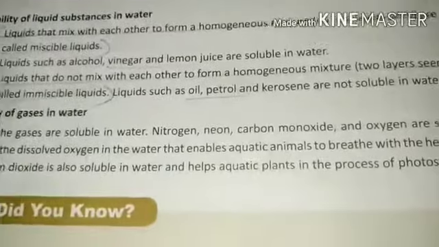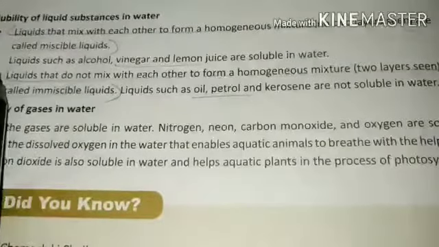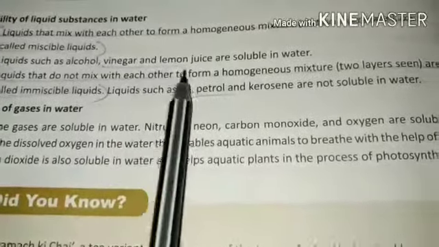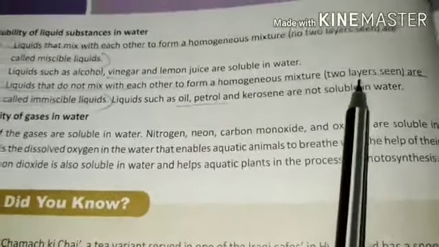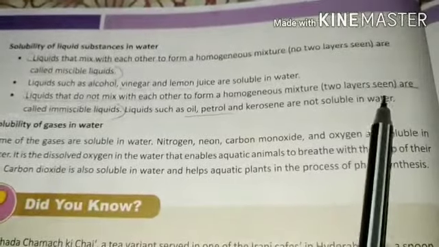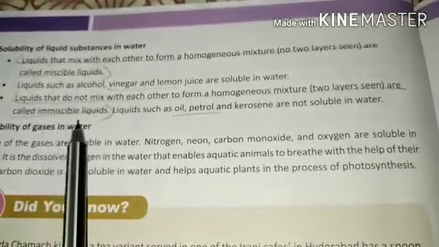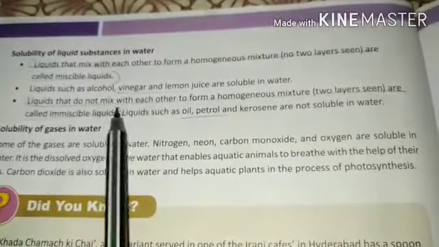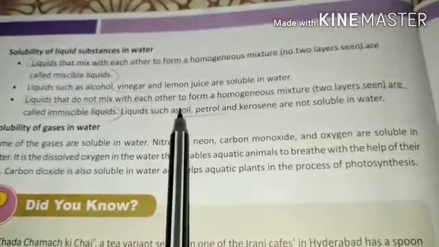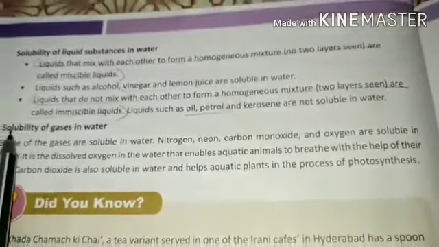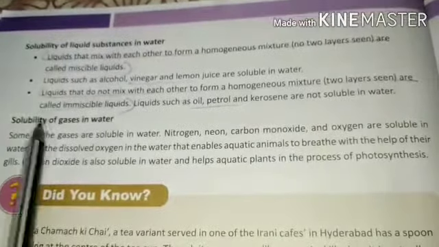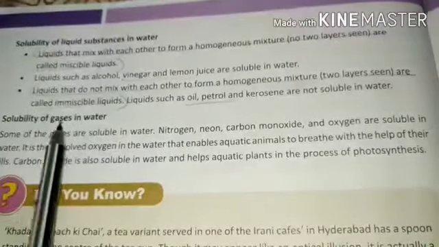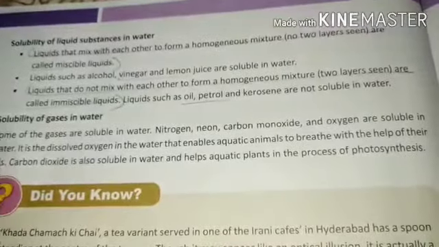On the other hand, there are some liquids which are insoluble in water or which do not dissolve into one another. They form two layers, or two layers can be seen, and are called immiscible liquids. The other name for immiscible liquids is heterogeneous mixture. The same we have discussed with solids and liquids. There are some gases which are soluble in water and some gases which are insoluble in water.